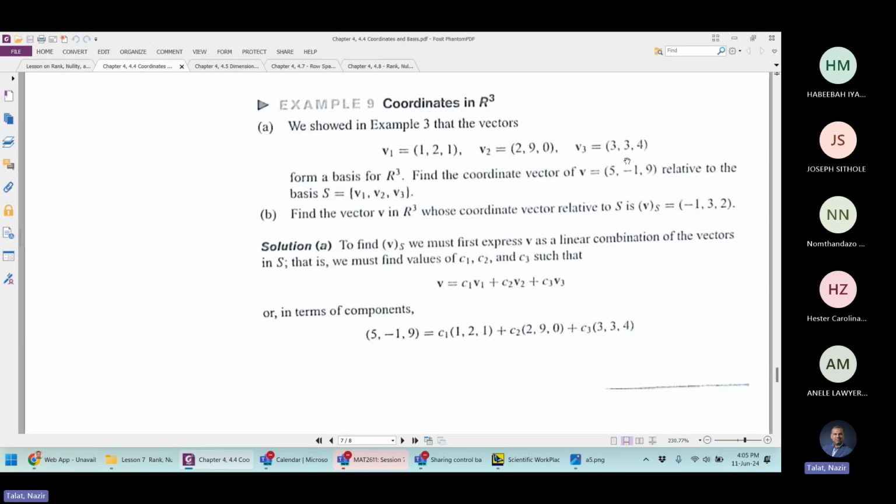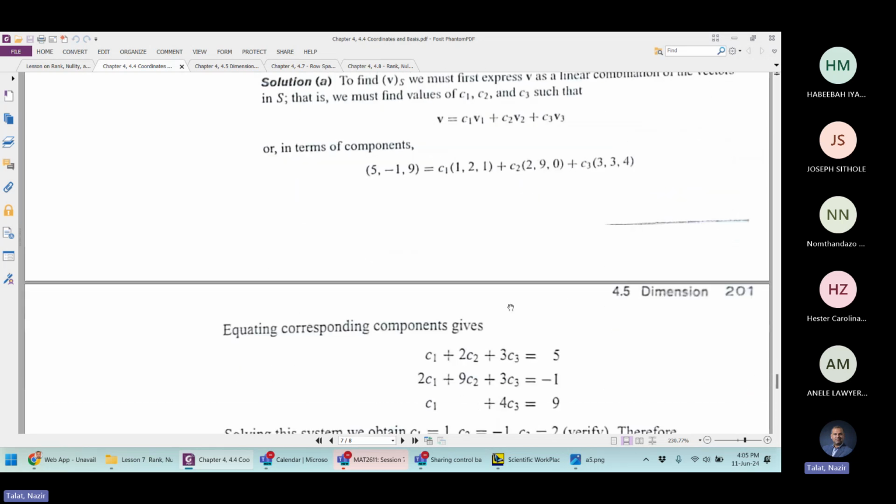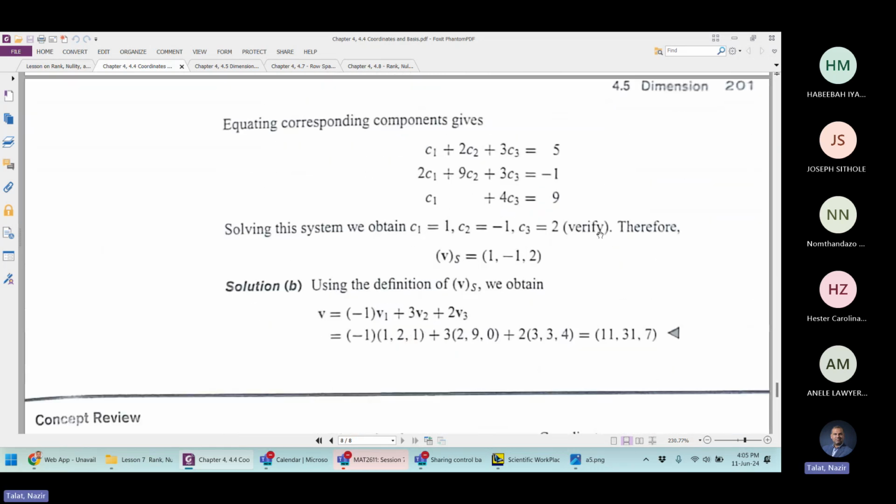For instance, if we have these vectors and we want to find the coordinate vector of v relative to the basis set v1, v2, v3, then we need to write v as a linear combination: c1 v1 plus c2 v2 plus c3 v3. If we find these scalars c1, c2, c3 and write them in the form of a vector, then such a vector is called the coordinate vector of the given vector relative to the basis. For instance, here we can find that one.